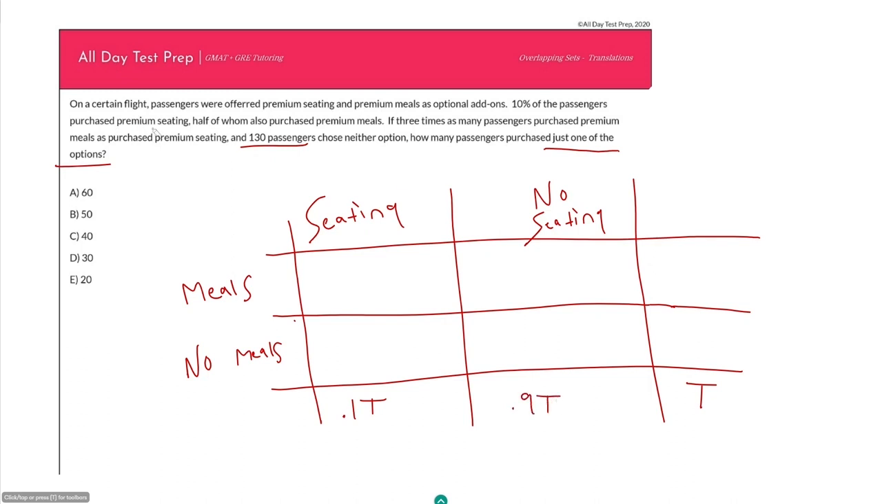So 10% of the passengers purchased premium seating, half of whom, so half of these people only, not half of all my passengers, half of whom also purchased premium meals.